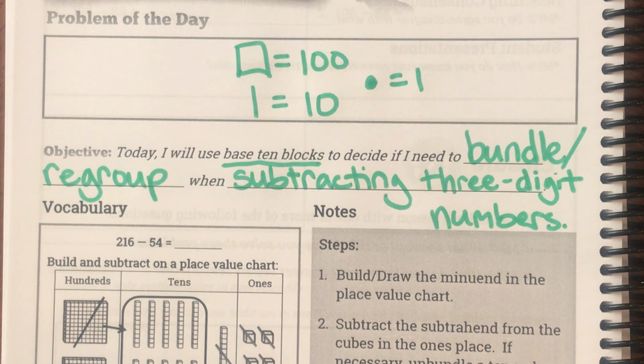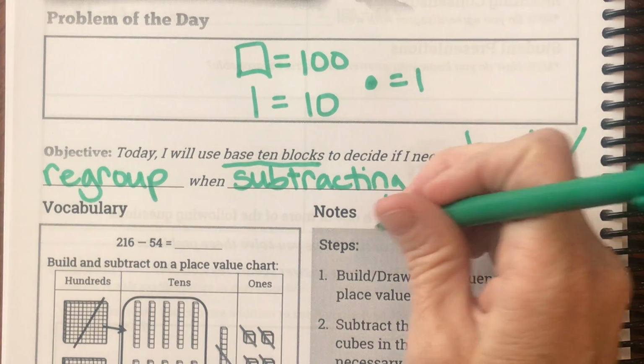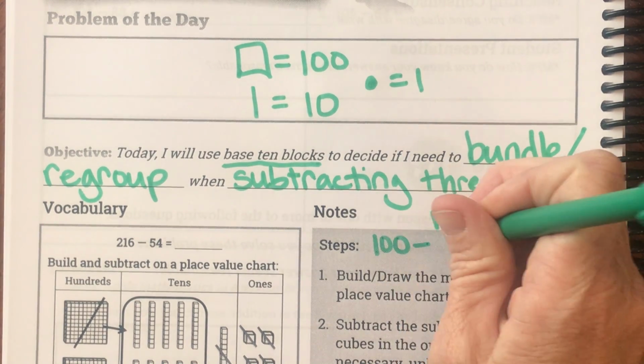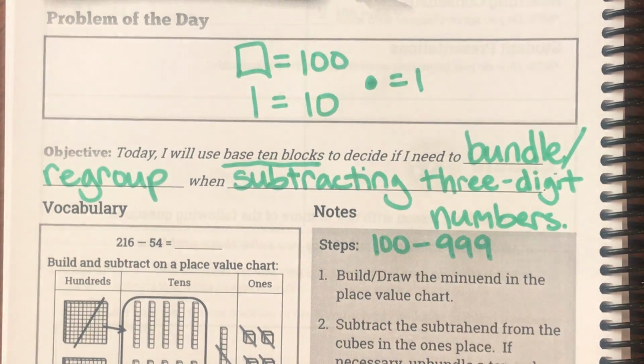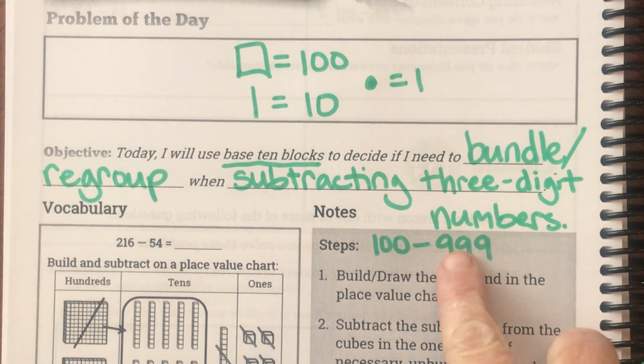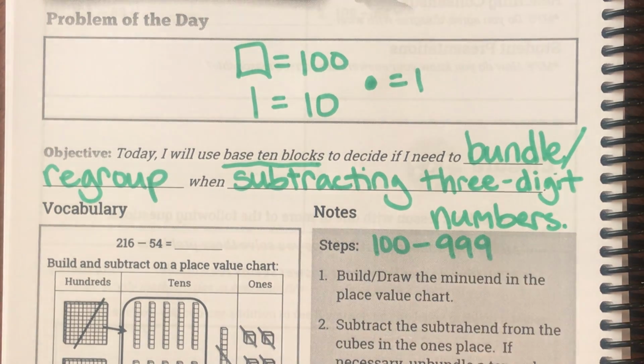When we don't have enough, we had to get a 10 to turn it into ones. We might see it a little different in this lesson. And then today we're going to subtract 3-digit numbers. So we've been doing 2-digit numbers, which are 10 to 99. Today we're going to have 3-digit numbers. 3-digit numbers are anything from 100 to 999. They have 1, 2, 3 digits. So we're going to have large numbers that we're going to be working with today.